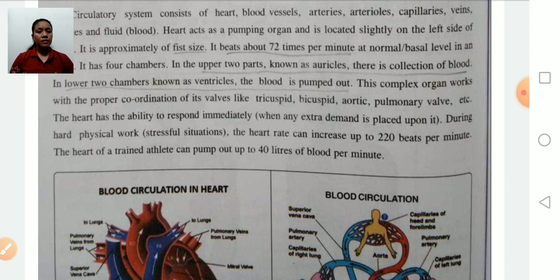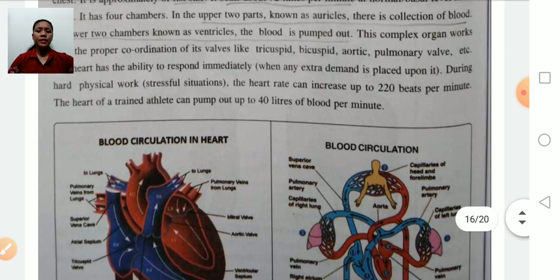The heart of a trained athlete can pump up to 40 liters of blood per minute. If the person is a trained athlete, then his heart will pump 40 liters of blood per minute.